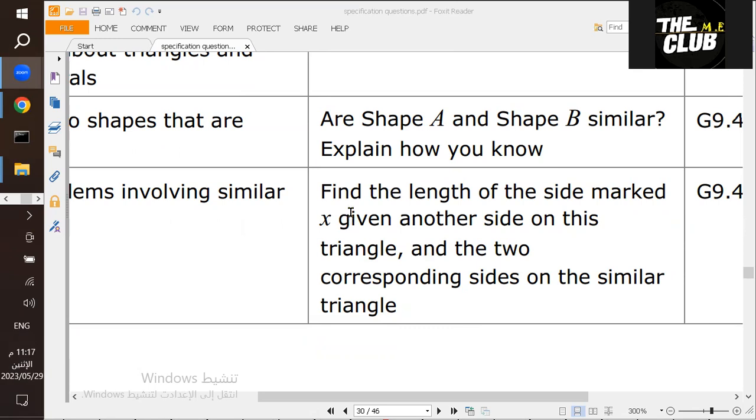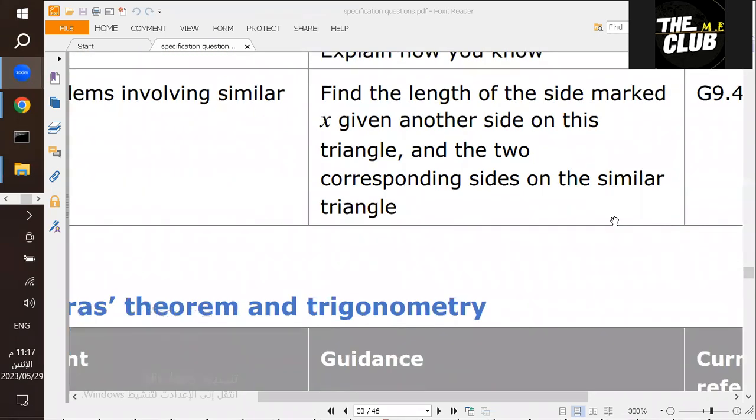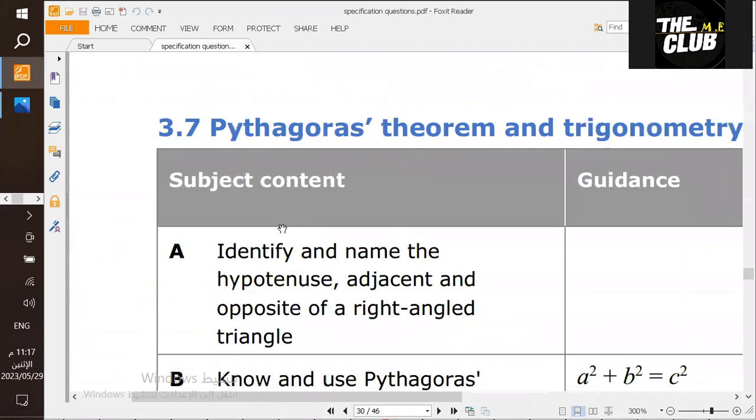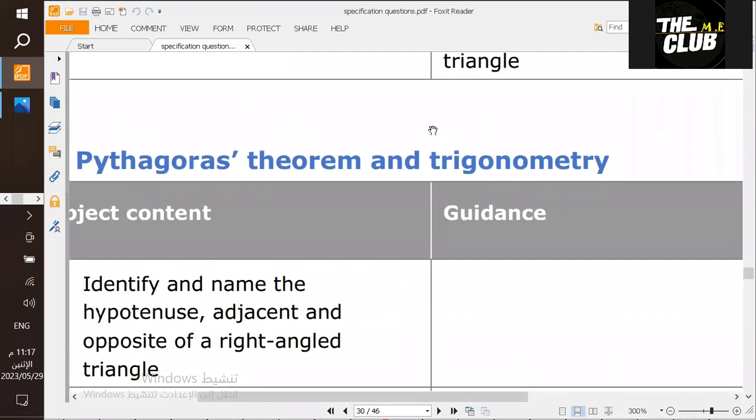Okay. Now, finding a limit, we talked about this. Finding a limit using the corresponding sides of similar triangles. We talked about this. Okay. Now we're going to talk about the Pythagoras theorem, and trigonometry, and how to use them.